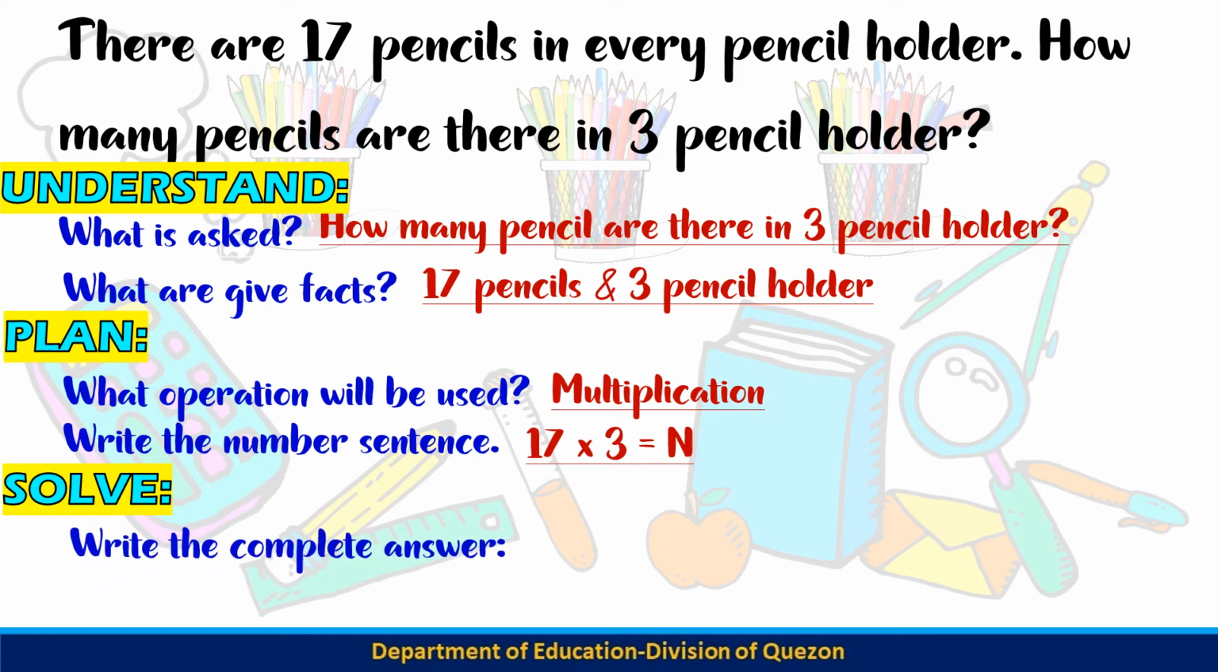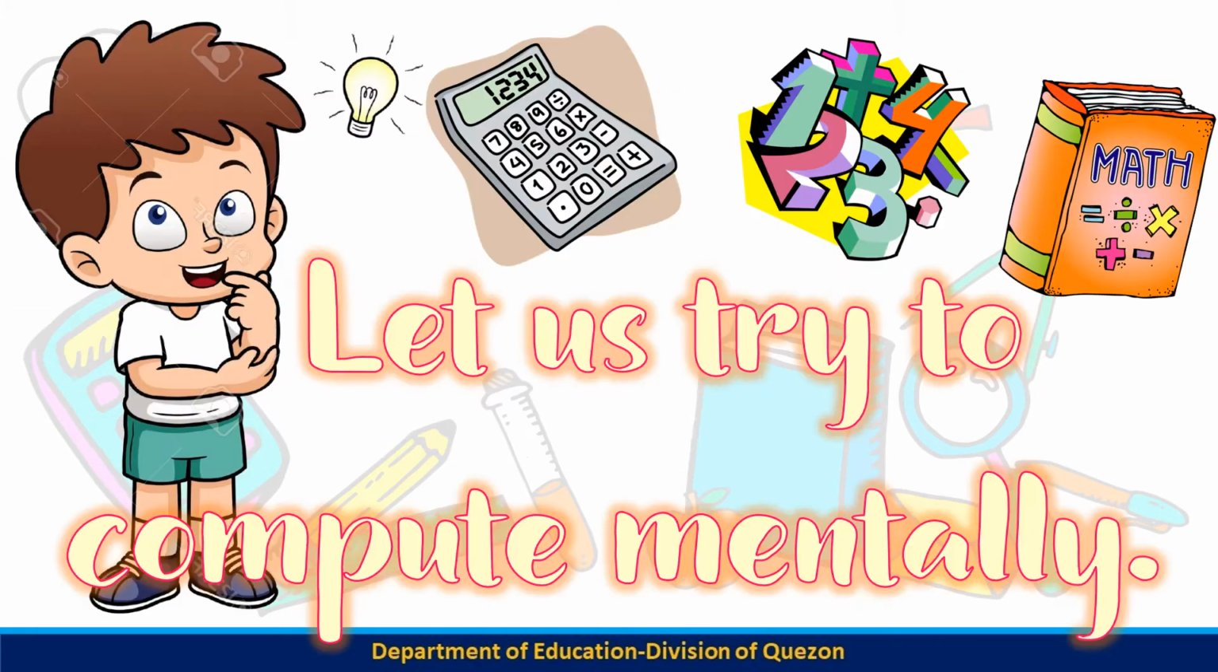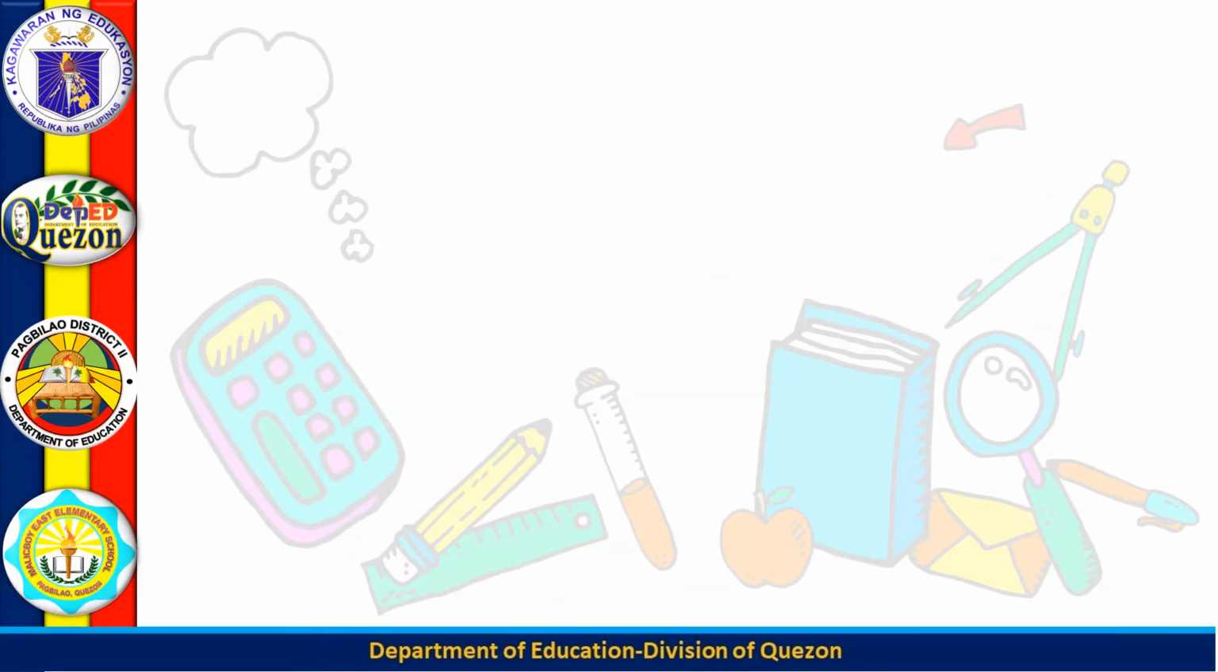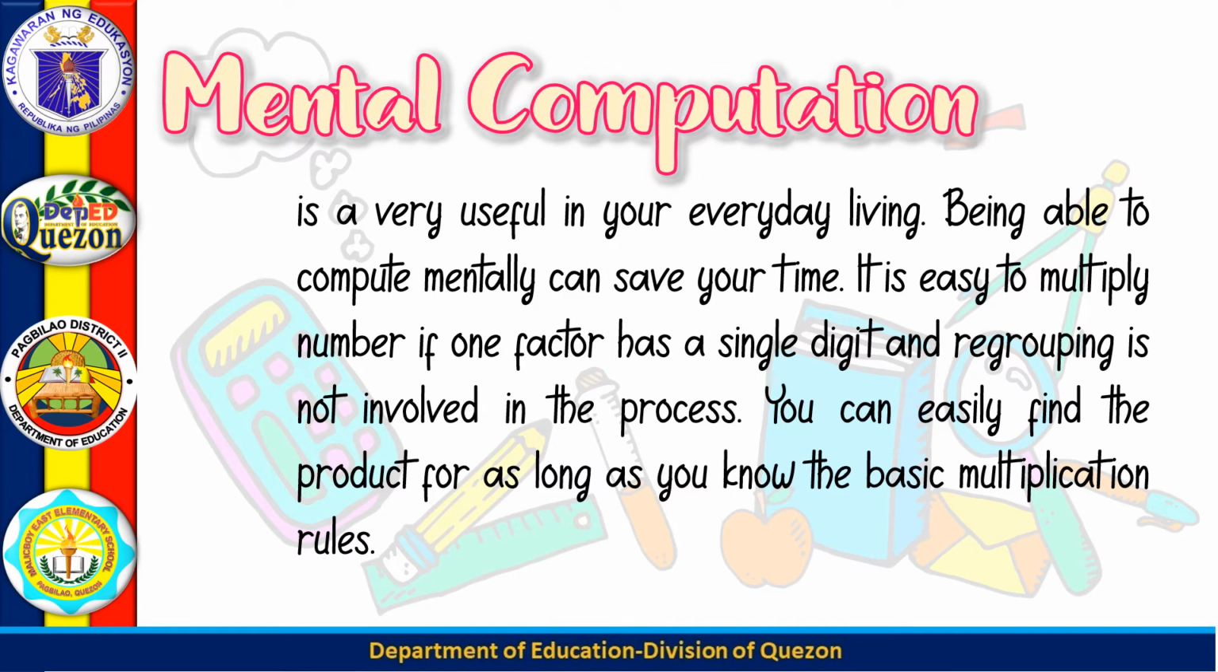But before we proceed in solving the problem, let us try to compute mentally. Mental computation is very useful in your everyday living. Being able to compute mentally can save your time. It is easy to multiply a number if one factor has a single digit and regrouping is not involved in the process. You can easily find the product for as long as you know the basic multiplication rules. So, meaning, you should know the multiplication table. You will have a hard time if you do not know it.